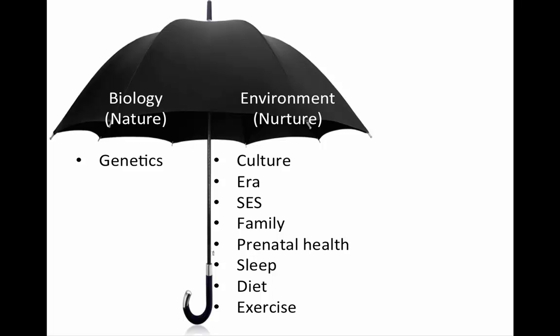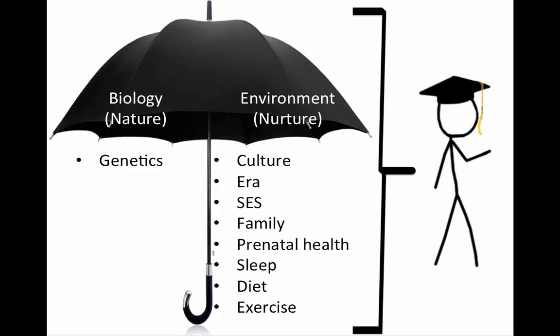There are countless factors that shape our students and their cognitive development, and they fall into one of two domains, biology and environment. You've probably also heard of these referred to as nature and nurture. Biological factors encompass a person's inherited genetic predisposition, while environmental factors encompass a much wider range of influences. These can include culture, era, socioeconomic status, family, prenatal health, sleep, diet, and exercise. These examples are practically limitless. All of these factors can have differing effects on a person's cognitive development.